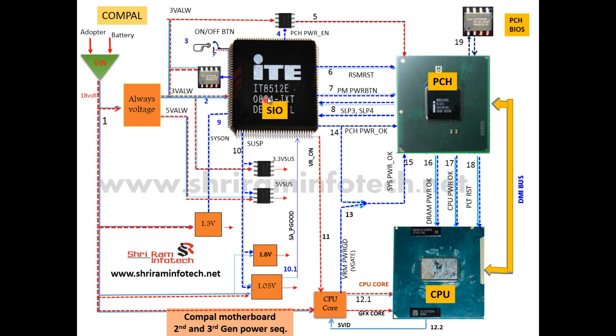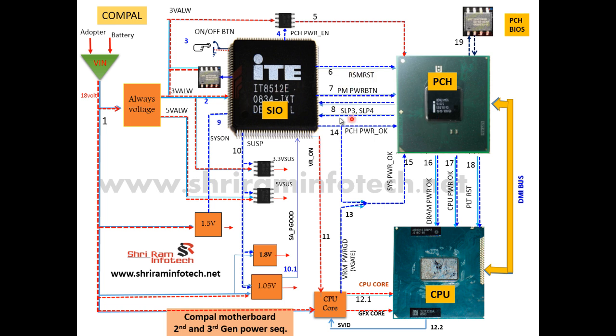The next step is to check the power button voltage. On your power button you should get 3 volt. Once you press this button, it goes to 0 and comes back to 3, so a pulse will be generated at the power button. After the power button press, you should get the RSMRST signal. If this signal is not coming, then the possibility is that either your SIO or your BIOS may be corrupt. So you have to reprogram the EC BIOS or change the SIO.